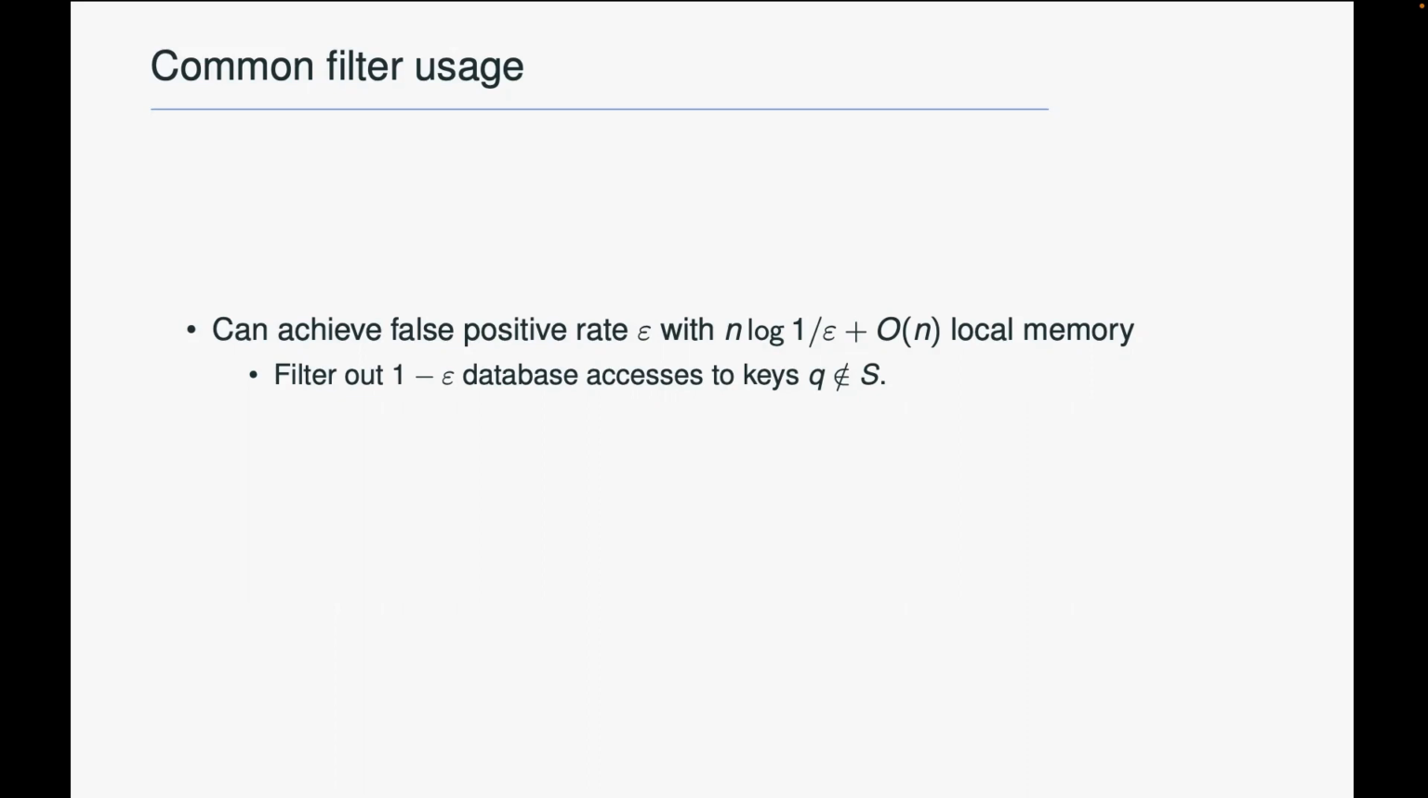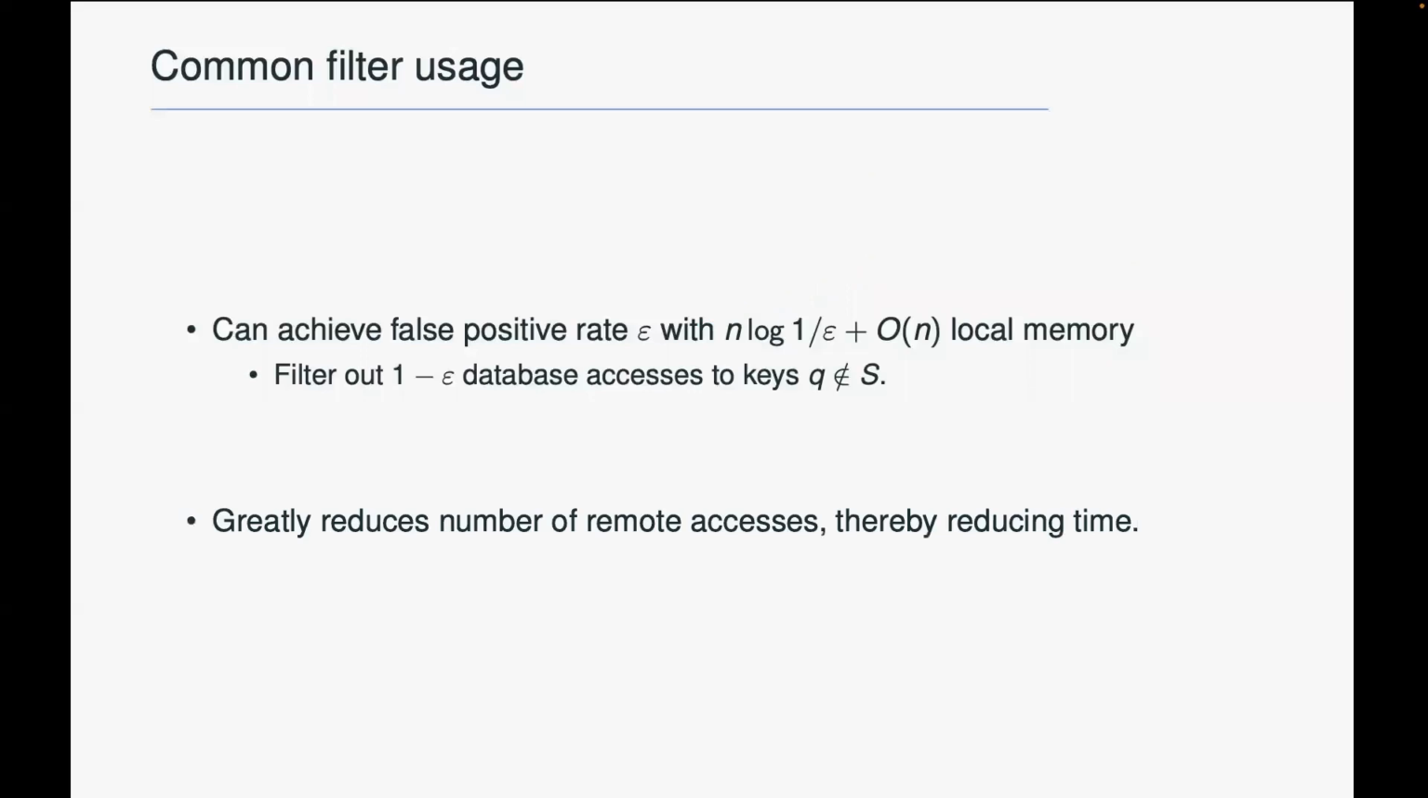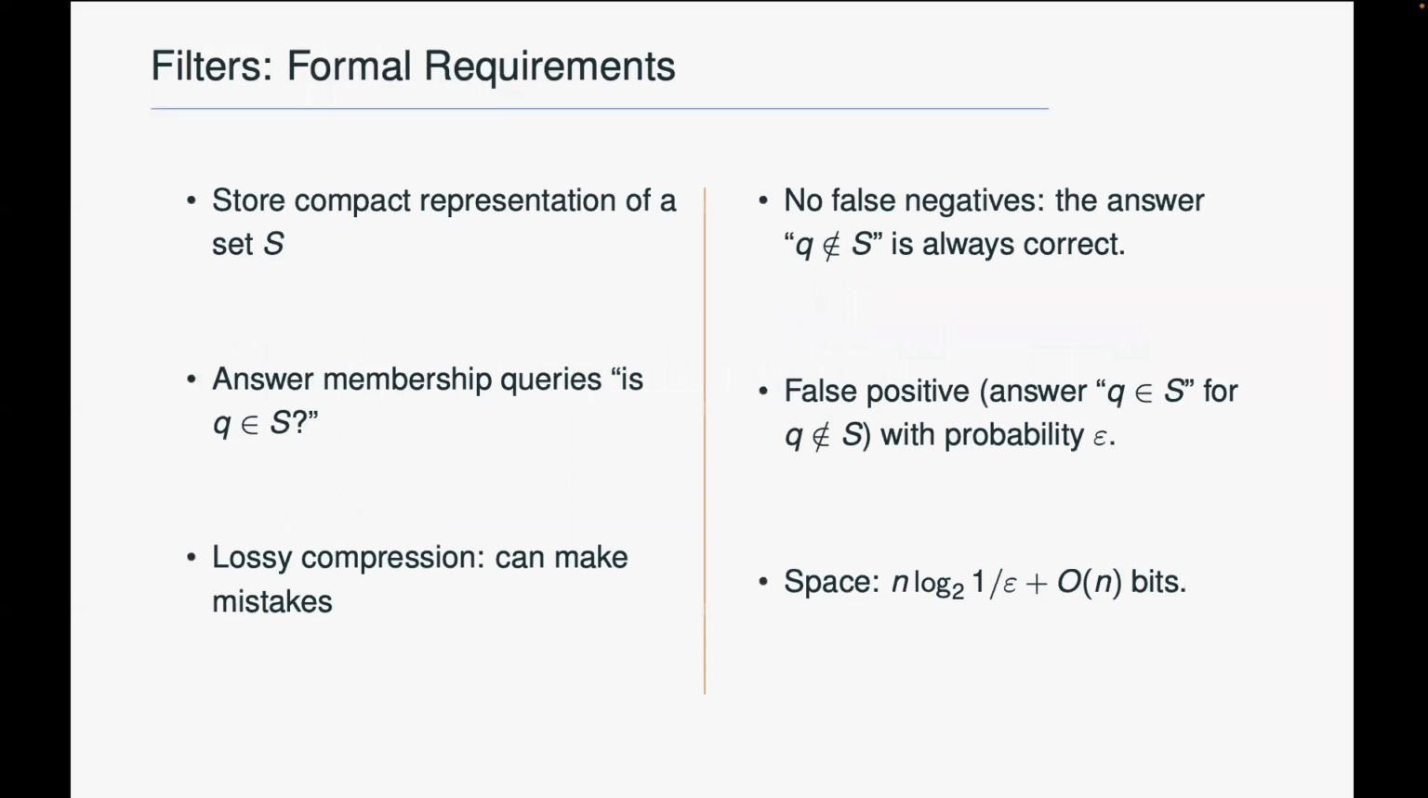So often we're going to have this be something like 1 byte. So epsilon is going to be 1 over 128. So with like 1 byte per key, give or take, I can filter out 99% of my unnecessary database queries. This is why filters are so useful. All logs are base 2 today. Yeah, so it greatly reduces the number of remote accesses, thereby reducing the time it takes for my database.